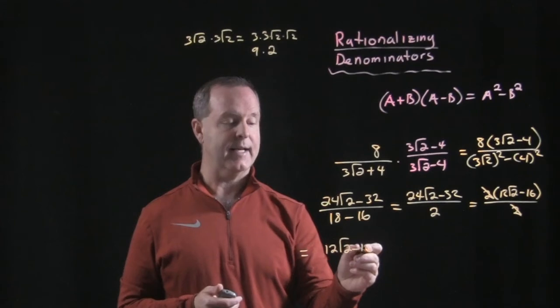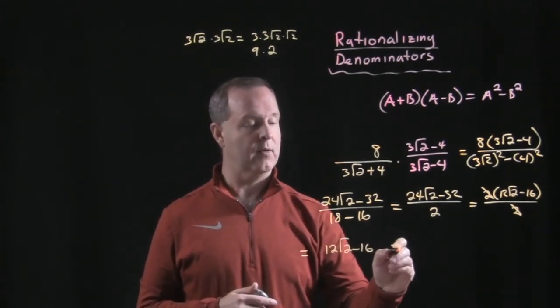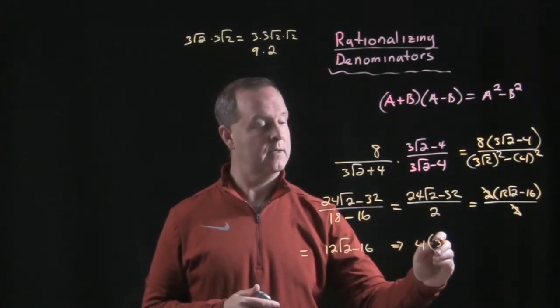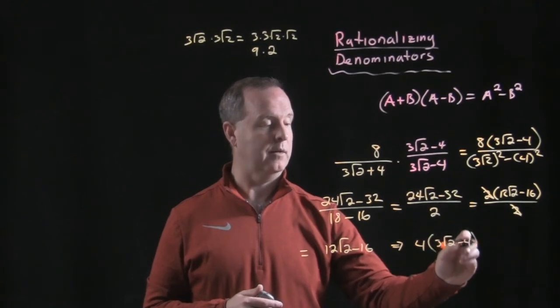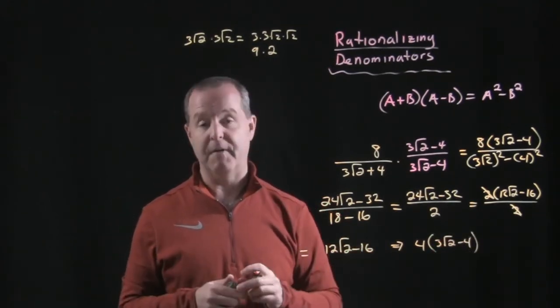If you want, I guess I can factor out a 4 from both of those terms. So I can make an OR, so it'd be 4 times a 3 root 2 minus a 4. Both of those are simplified. Both of those are equivalent. I'm fine with either one.